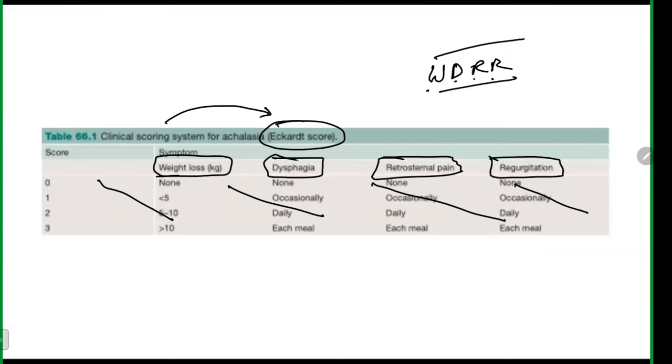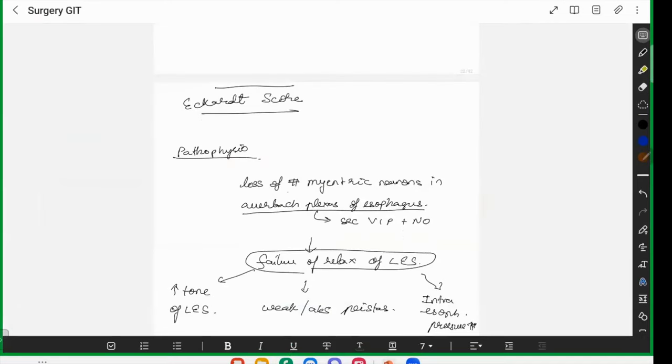If you see the classical features of achalasia itself, it is going to have a triad. What triad? Dysphagia, regurgitation and weight loss. You won't have retrosternal pain alone in the classical triad. But anyway, the classical scoring system is going to include all the four components. Is it clear? Okay. Now, moving on towards the pathophysiology.